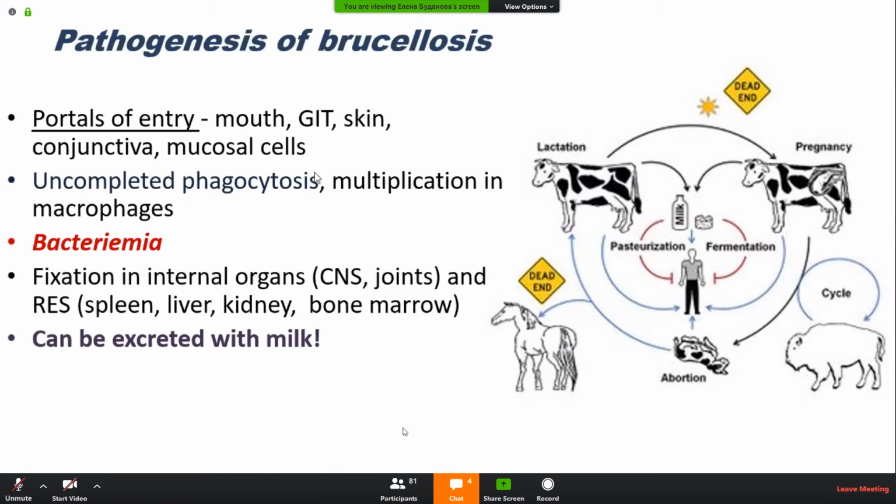Here, portals of entry. Bacteria survive phagocytosis. They multiply in macrophages, and in macrophages they reach the bloodstream, causing bacteremia, and bacteria circulate in blood and remain in internal organs, causing damage of the central nervous system and locomotor system. And it can be excreted with milk in animals, and it can be found in breast milk as well. So breast milk can be used as a specimen for making the diagnosis of brucellosis.